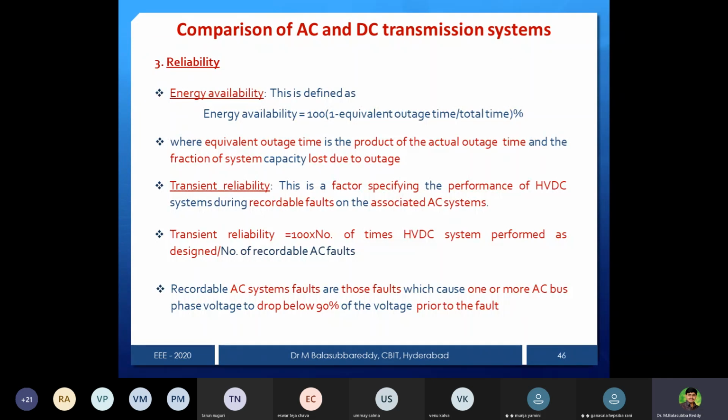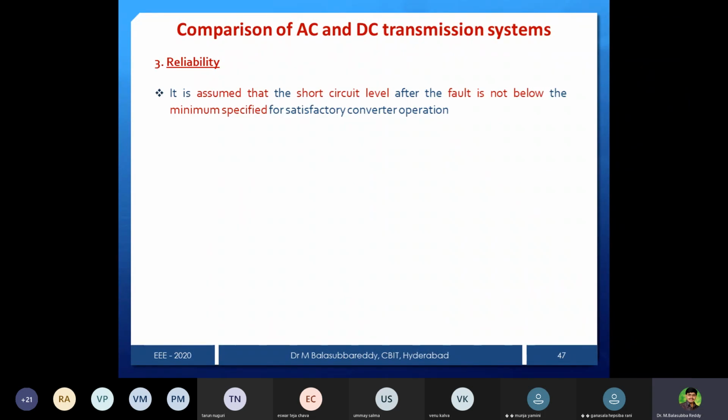Recordable AC system faults are those faults which cause one or more AC bus phase voltages to drop below 90% of the voltage prior to the fault. It is assumed that the short circuit level after the fault is not below the minimum specified for converter operation. So there is another issue we need to highlight: the short circuit level after the fault we have to check, and it should not be below the minimum specified for converter operation.